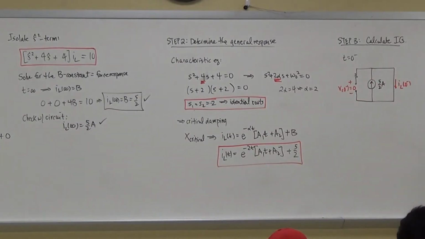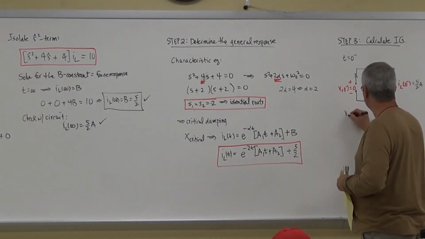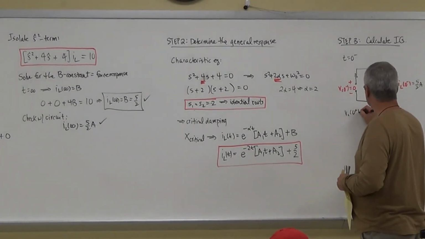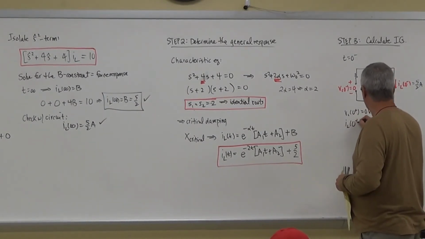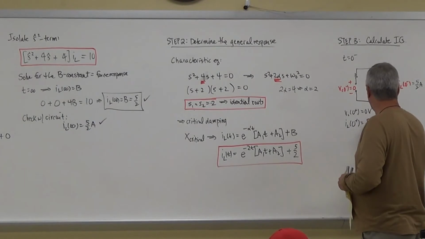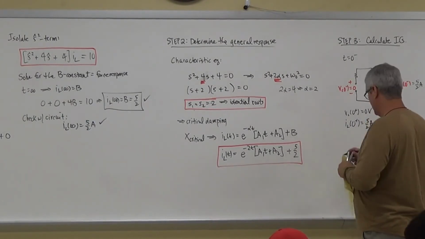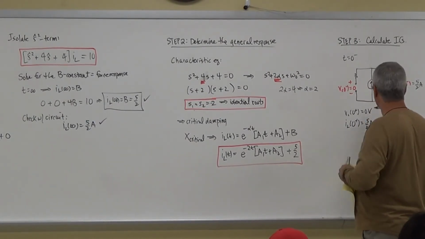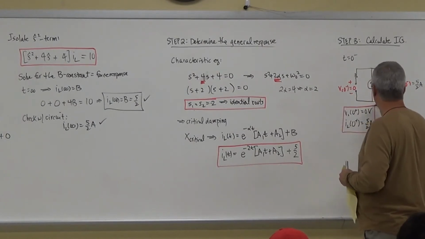Why is that 0? Because you can see that that branch and that branch are in parallel, and shorts, of course, have 0 voltage. So therefore, I see that vC of 0 plus then has to be 0 volts. iL of 0 plus has to be 5/2 amps. So now I've got my initial conditions for that.